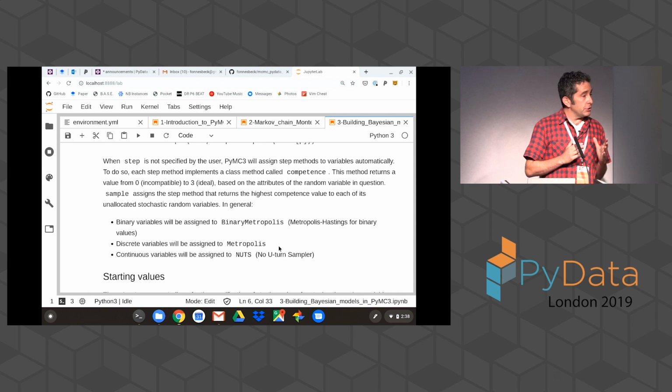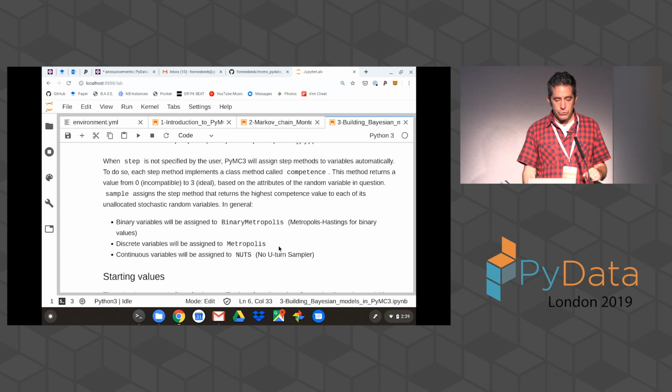If you don't tell it what to do, this is typically what will happen. If your variable is binary, true, false, 0, 1, we have a binary Metropolis. You can imagine it's not very efficient to use a regular Metropolis algorithm with binary variables. So the binary Metropolis just proposes zeros and ones, and nothing but. Discrete values are assigned to Metropolis. It will look at the dtype of the variable and only propose discrete values.